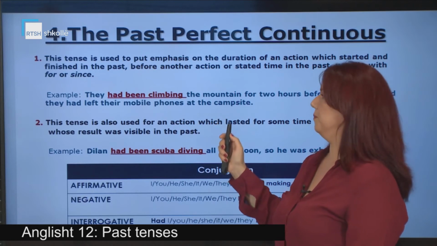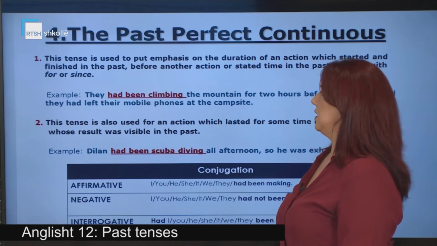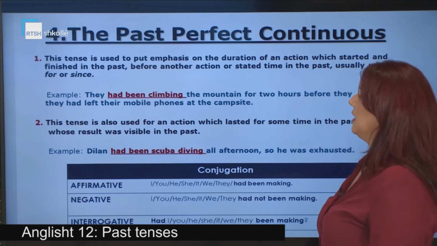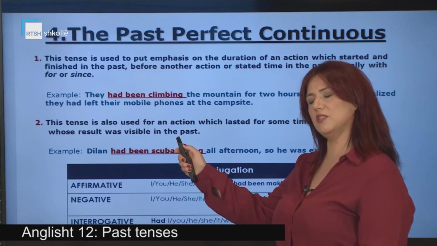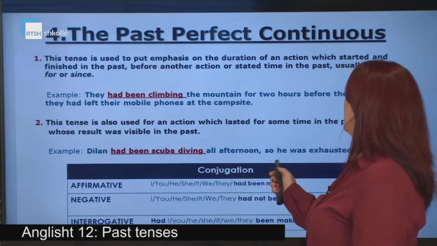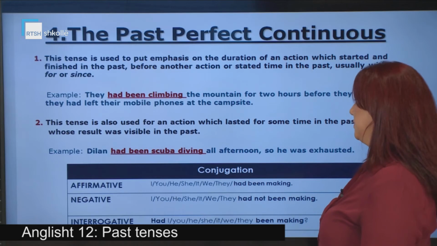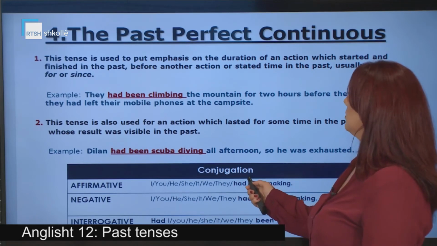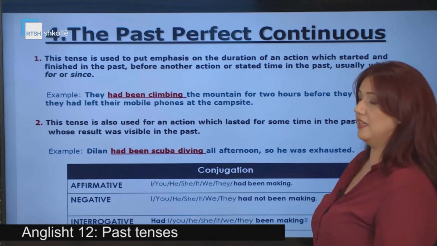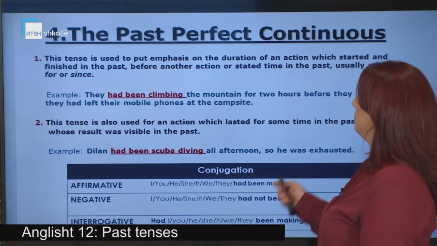The second use is for an action which lasted for some time in the past and whose result was visible also in the past. For example, Dylan had been scuba diving all afternoon, so he was exhausted. And you have also the conjugation table in the three forms, affirmative, negative, and interrogative.